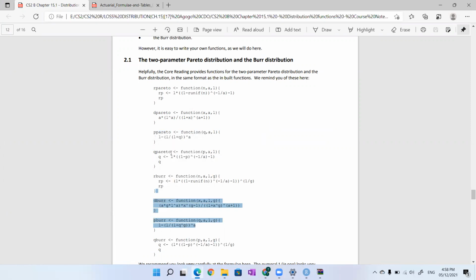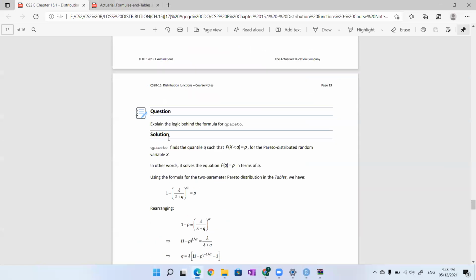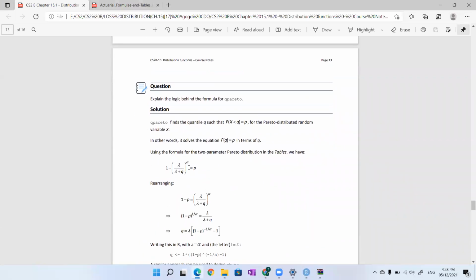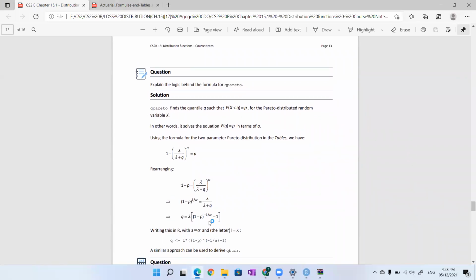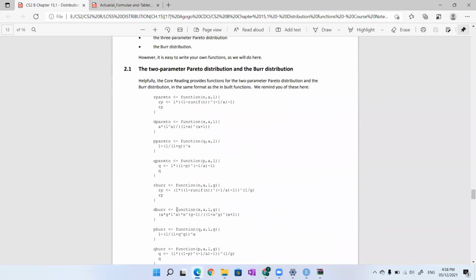Now with respect to your Q Pareto. How do you do Q Pareto? What you will do is write your CDF equal to some value P. Keep Q on one side and everything else on the other side. That's it, simple instruction. If you solve it algebraically, you get Q as this equation, and that same thing is written in your Q Burr. Q Pareto, sorry, Q Burr, the same thing has been written. So you got your basic understanding of how to make your Q Pareto as well.